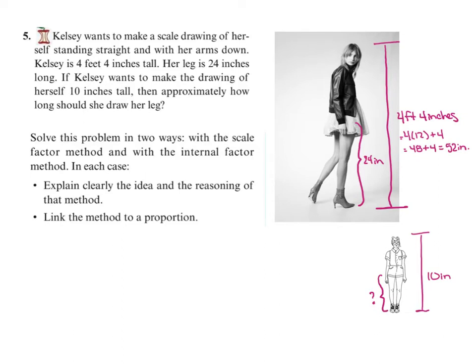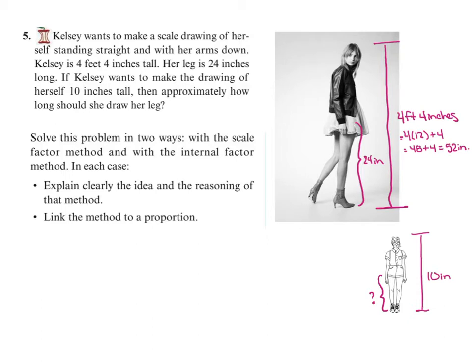For question number 5, Kelsey wants to make a scale drawing of herself standing straight with her arms down. Kelsey is 4 feet 4 inches tall. Her leg is 24 inches long. She wants to make a drawing of herself that's 10 inches tall. And approximately how long should the leg be?